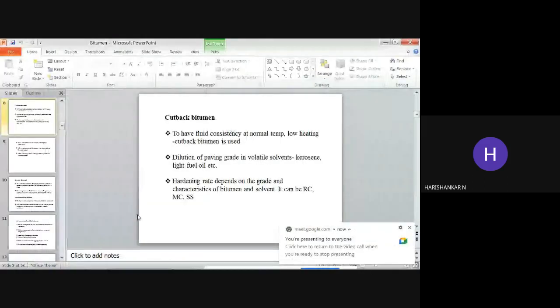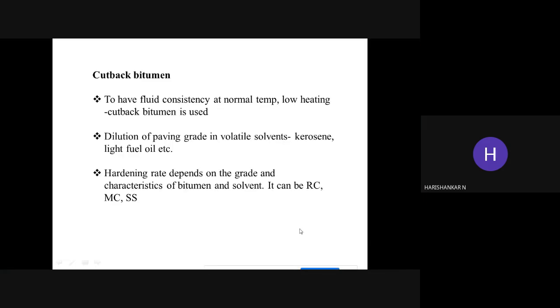So we have cutback bitumen, and you can read it out. The solvents, like kerosene, fuel oil, and hydrocarbons. You can use naphtha. All of these are hydrocarbons only, and all of these are petroleum byproducts itself. It has rapid curing, medium curing, slow curing, SC. In your class notes it's given in detail.